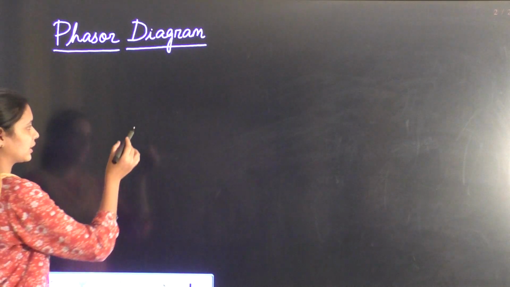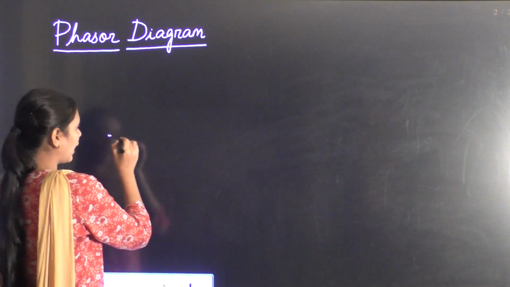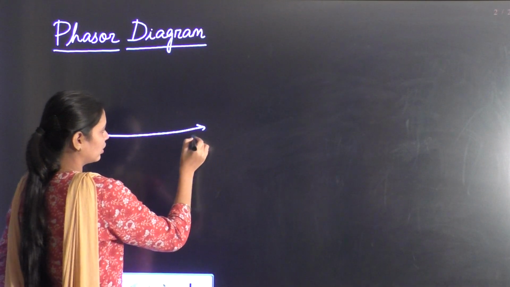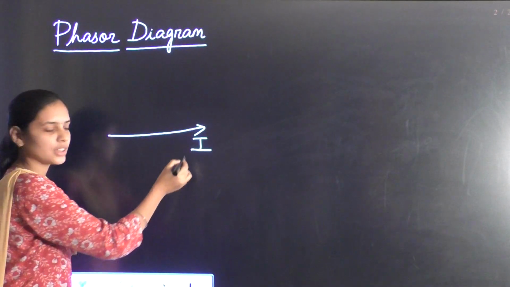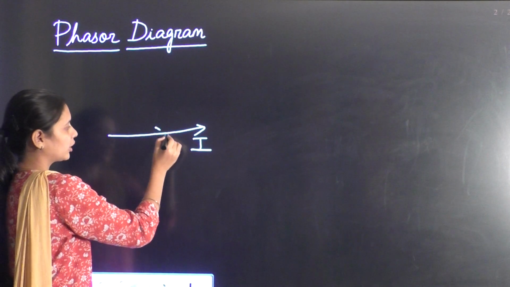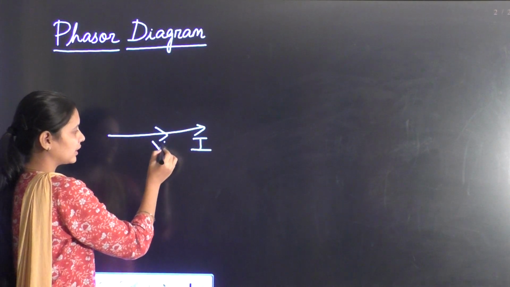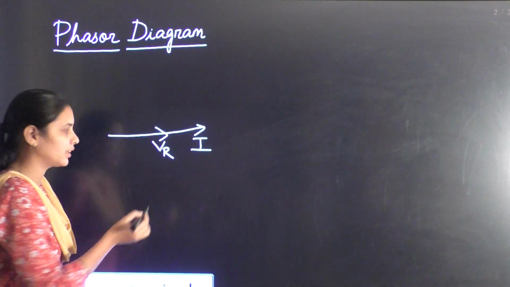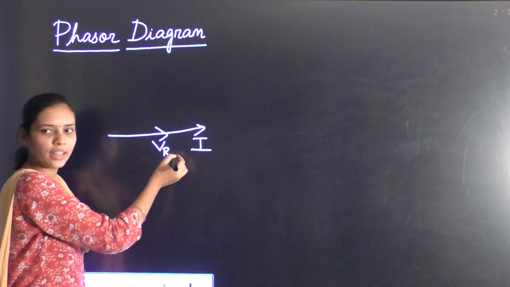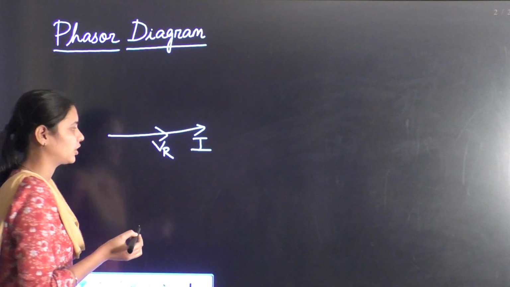Let us move to the phasor diagram. I have taken I to be the reference phasor. So I have drawn the reference phasor, that is I, and the voltage drop across the resistor VR will be in phase with the current I. So I and VR are in the same phase, in the same direction actually.